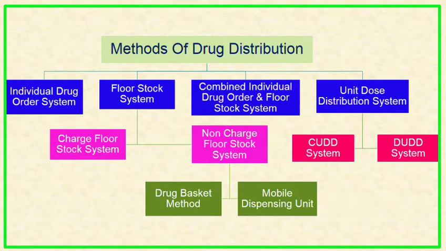The third method is the combined individual drug order and floor stock system. And the last one is the unit dose distribution system. This system is again divided into centralized unit dose distribution system and decentralized unit dose distribution system.